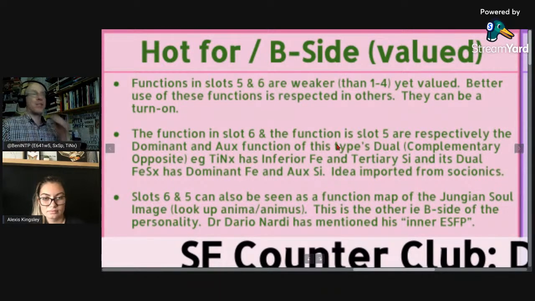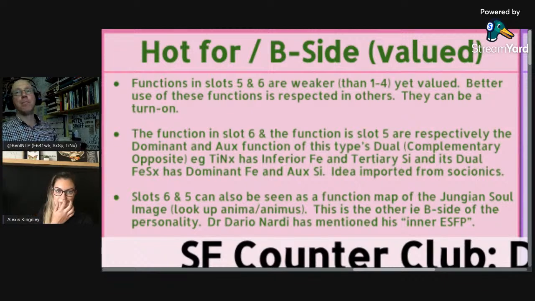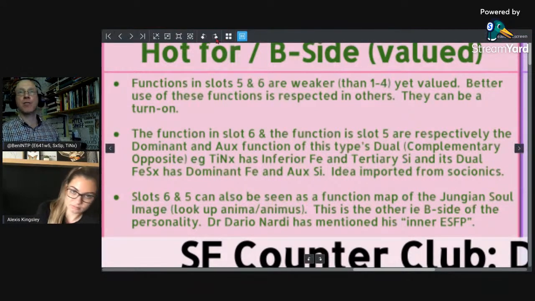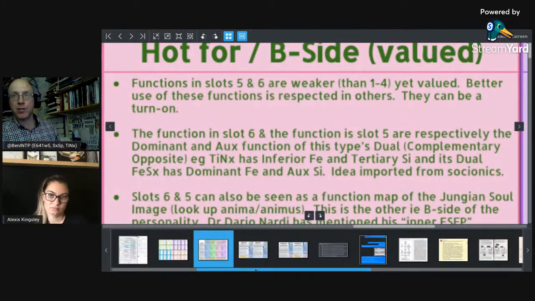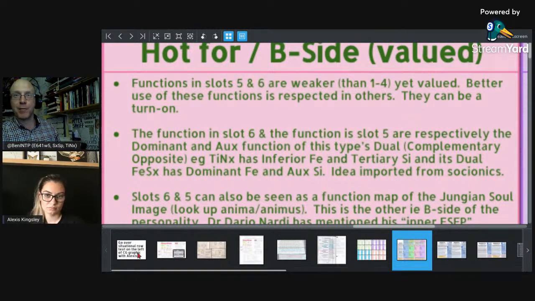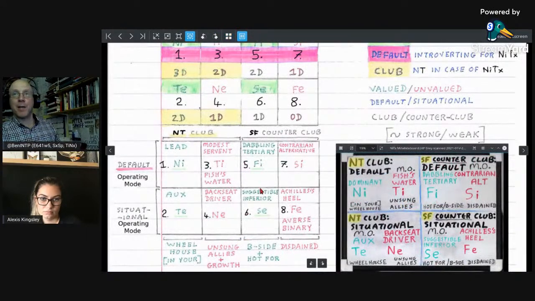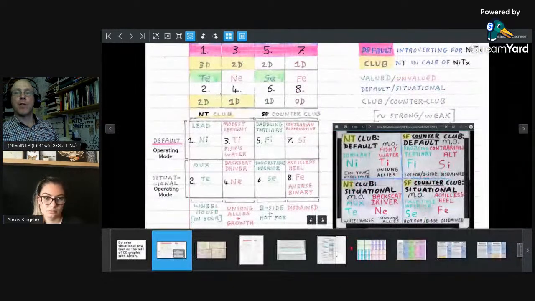Right, so Hot 4 B-side. This is going to be your FI and SE for INTJ. Functions in slots 5 and 6 are, just to give people a little bit of context as to what we're looking at. So these rows here, the Hot 4 B-side, the B-side of the personality, which I would say correlates to the soul image.